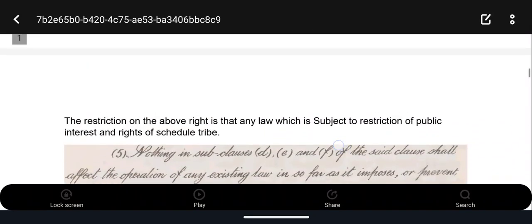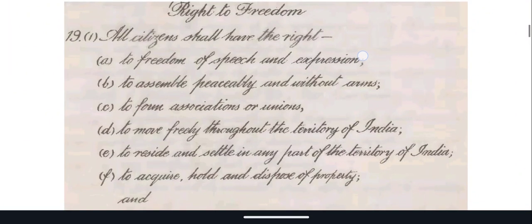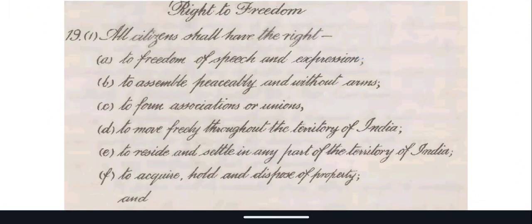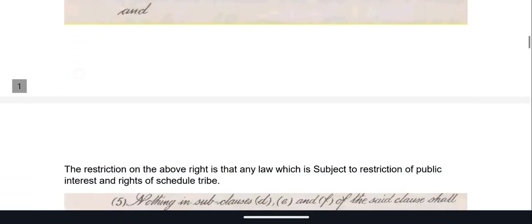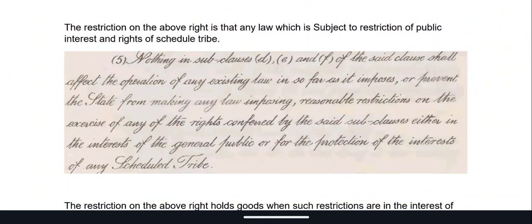Now, we'll again go back to Article 19 itself. As I said earlier, it is taking away or abridging my right of holding the property, which is a fundamental right. Now, what the government had submitted to the court was that there was Article 19.5. If you refer to Article 19.5, what it is saying is, clause DEF, I'm putting it in a simple way for better understanding, clause DEF will not affect the operation of law even if it imposes restrictions on the exercising of the rights, if those restrictions are imposed in the interest of the general public or for the protection of the interest of the scheduled tribe.